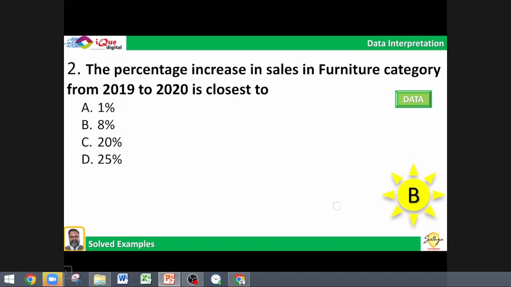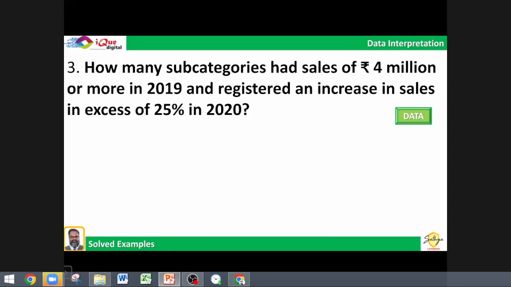Right. Now the third one. How many subcategories? Now this is a very interesting question. It looks a bit data, but actually the graph will help you a lot. It says how many subcategories had sales of 4 million or more in 2019, and then registered an increase in sales in excess of 25% in 2020. So first you need to identify all those subcategories which had a sales of more than 4 million in 2019.